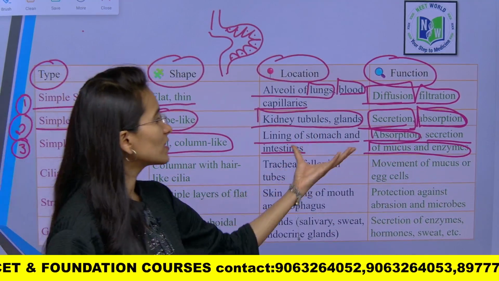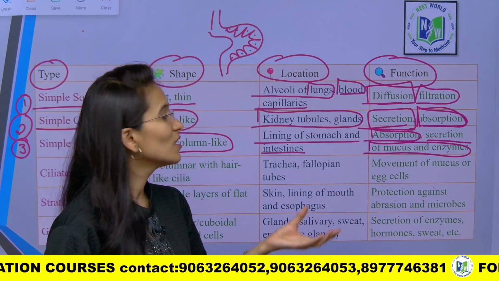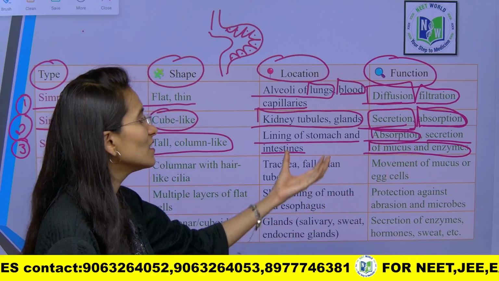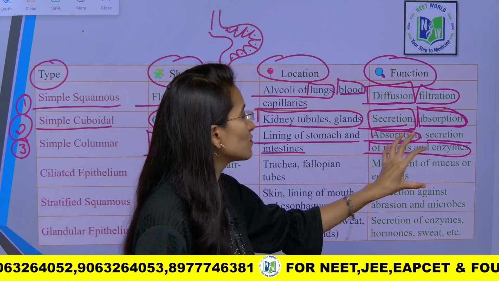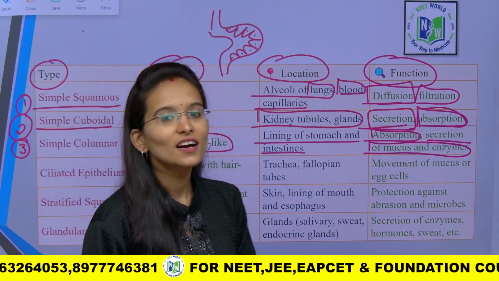Okay. So, what are the intestines and stomach going to secrete, students? HCl acid. So, during the digestion process, it is going to secrete HCl, and it is also involved in the absorption process. And next, it is involved in secretion of mucus and some important digestive enzymes.